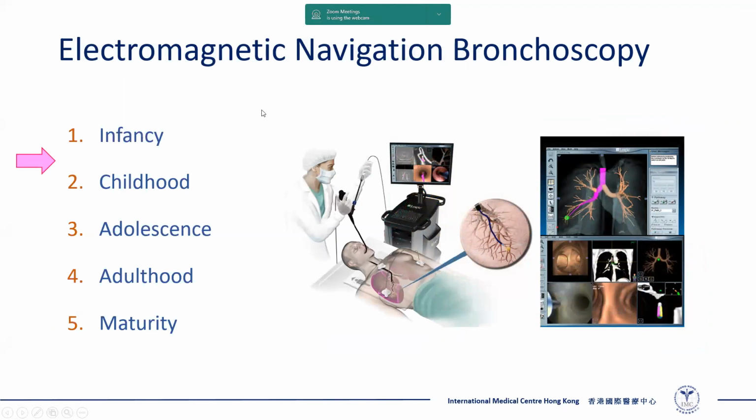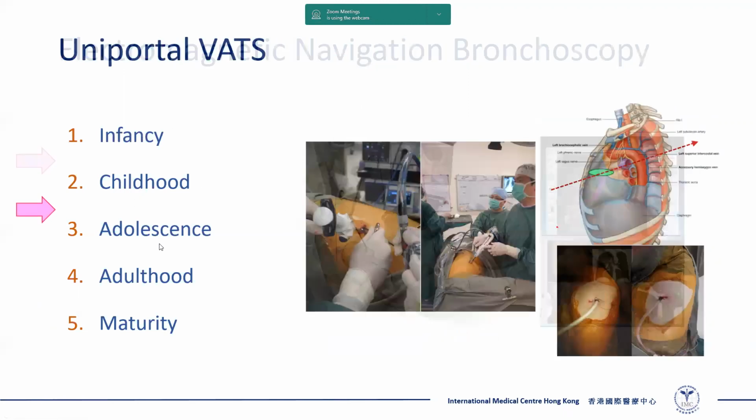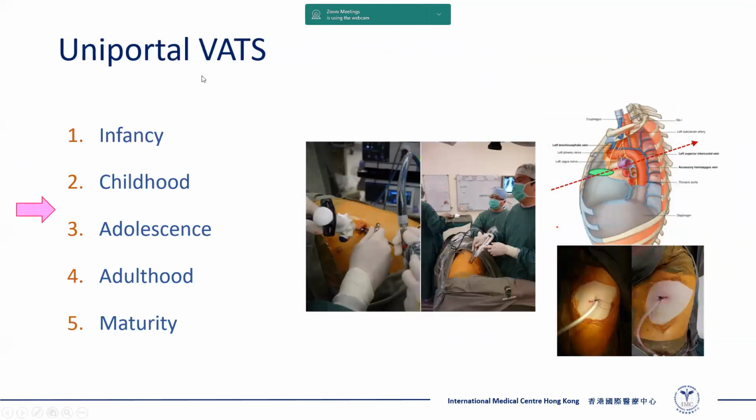So if you have a paper comparing E&B to other similar modalities, you have a fairly decent chance of getting your paper published. What about things like Reportle VATS? Well, thanks to Diego, who's published so many case reports and case series over the years, we're well past the infancy phase. We're actually going through the childhood phase and into the adolescence phase right now.